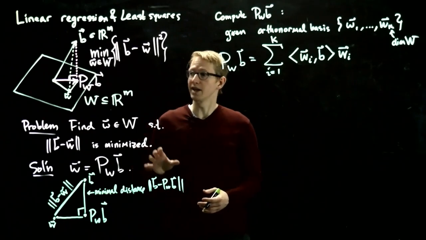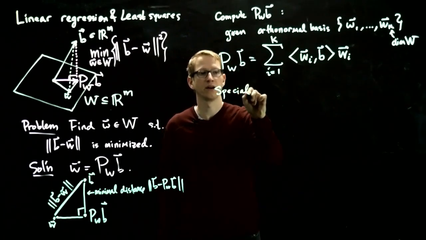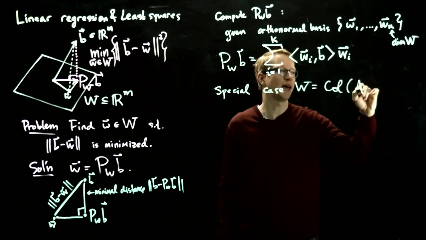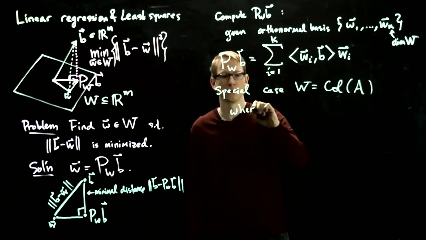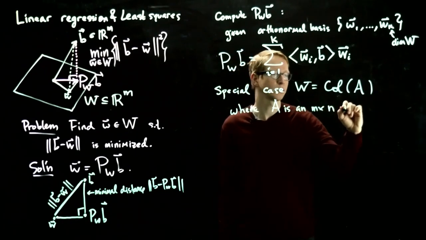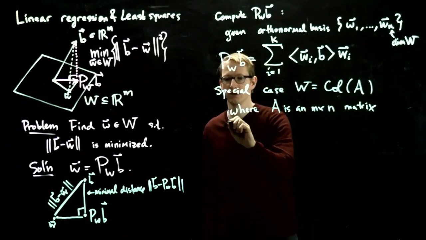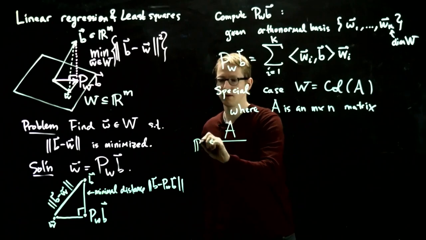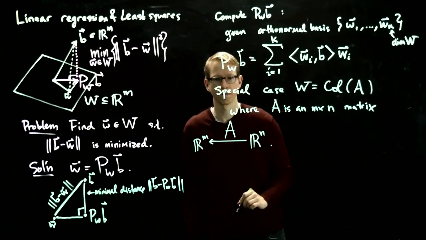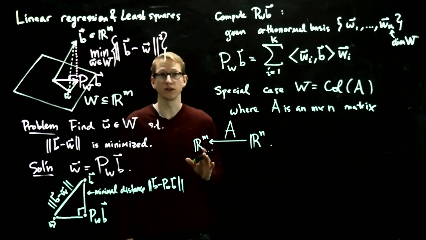So we'll look at a special case of this problem where W happens to equal the column space of some m by n matrix A. So in other words, you can think of A as a linear transformation from R^n to R^m. And in this special case, we'll find a very interesting solution to this problem.